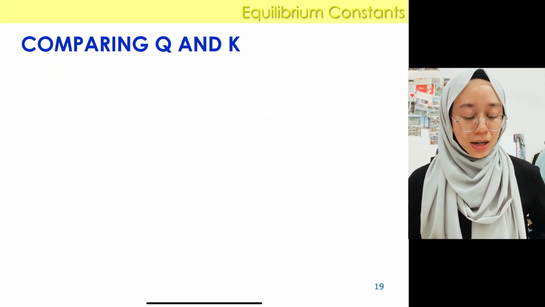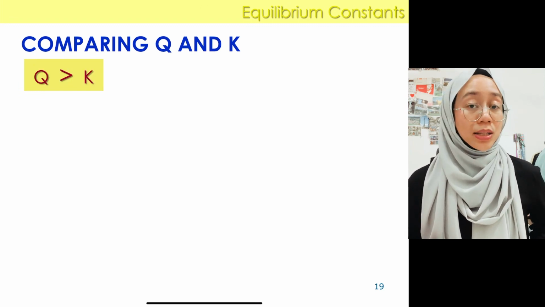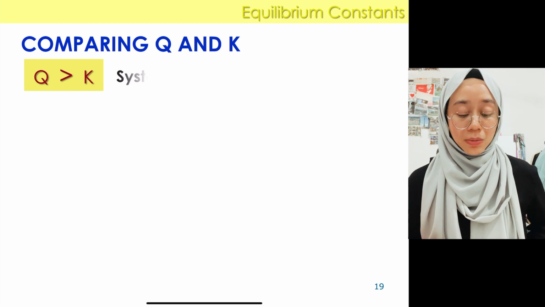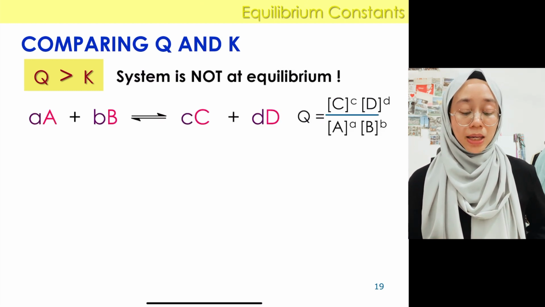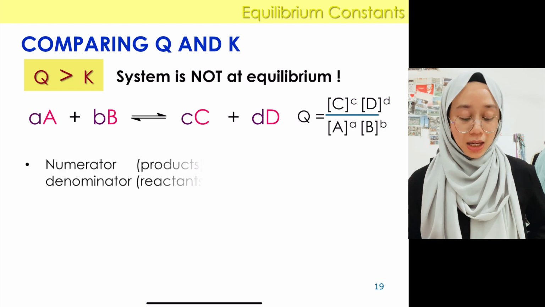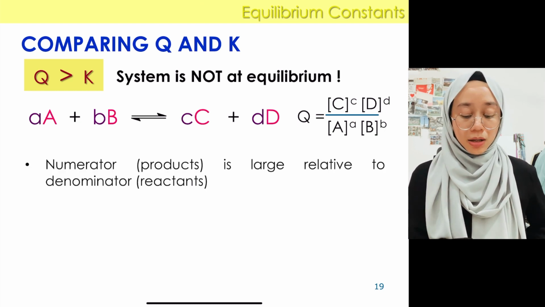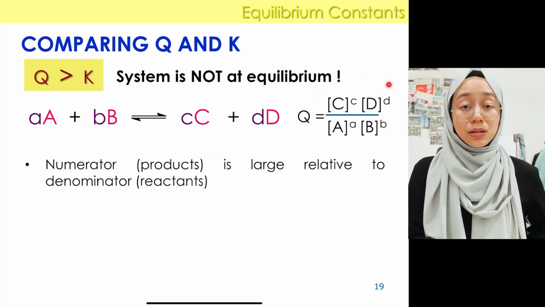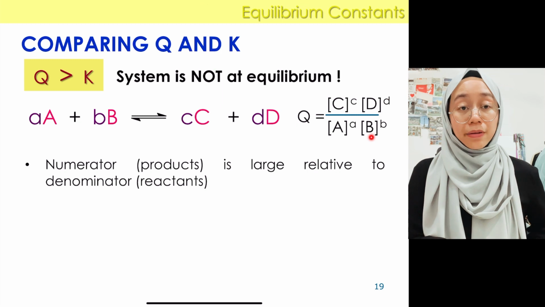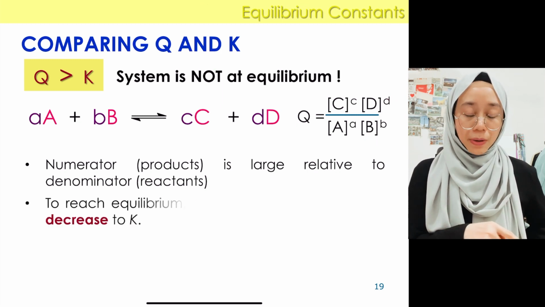Okay, and then kalau Q is larger than K pula, so again kalau dia tak sama je dengan K, meaning the system is not yet in equilibrium. Okay, so again kita guna lagi A and B producing C and D. So in this particular case where Q is larger than K, meaning the product now, okay, the product, the numerator is larger compared to the reactant dan okay, so kalau dia lagi besar, bermaksud apa yang kita nak buat sekarang ni?